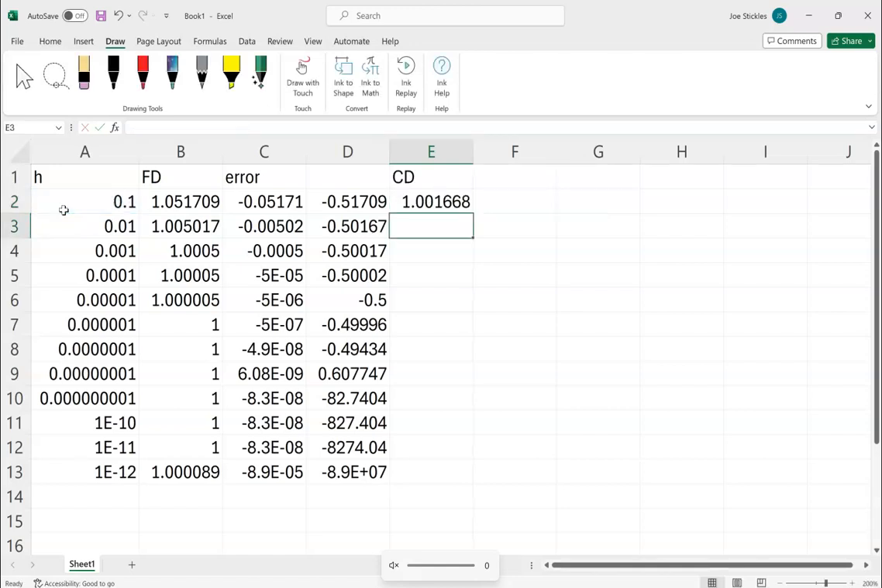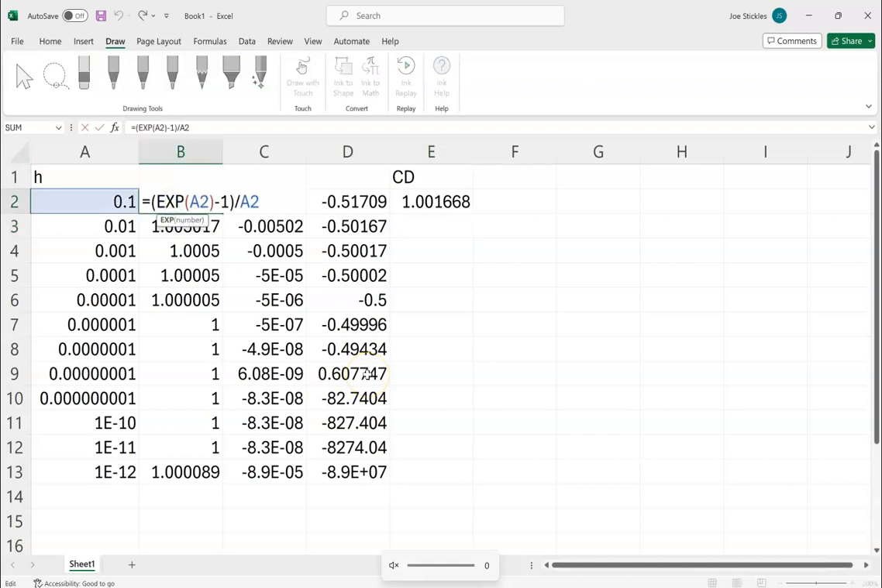Notice that right away, I've got a closer approximation, right? We'll do the same thing as we did for the other ones. I'm going to show most of the formula that's in here. There you go.